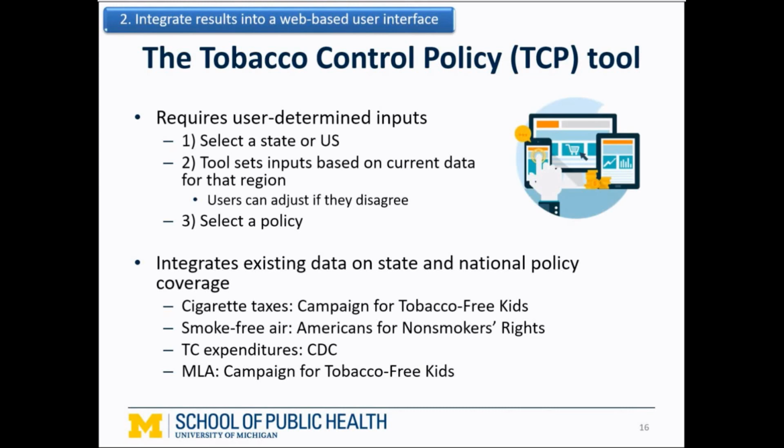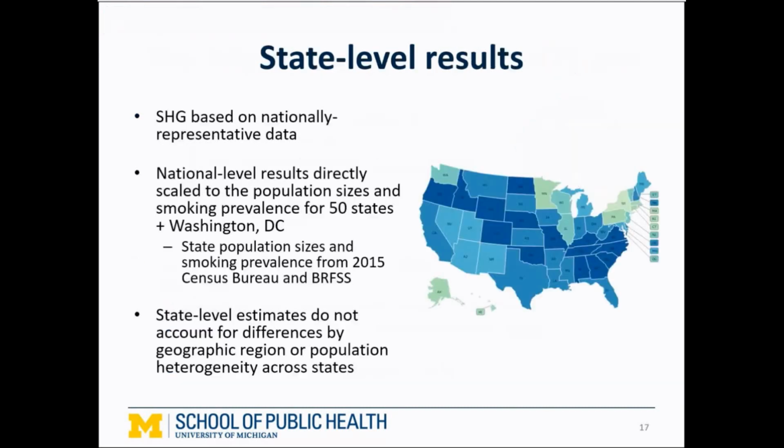I mentioned earlier that the smoking history generator is calibrated to the National Health Interview Survey, which is of course nationally representative. So we took these national level outputs from the model and we directly scaled that to the population sizes and the smoking prevalence for each US state and Washington, D.C., in the year 2015. At the moment, the smoking history generator doesn't simulate differences by geographic region, and it doesn't account for different demographic compositions across states. This is something we hope to refine in the future, but for the time being, the TCP tool does offer reasonable estimates for each of the 50 states and D.C.